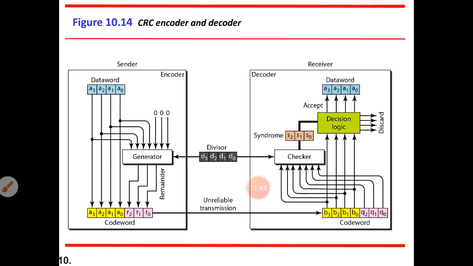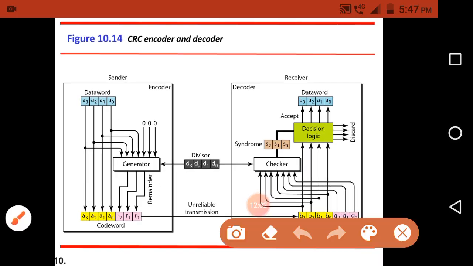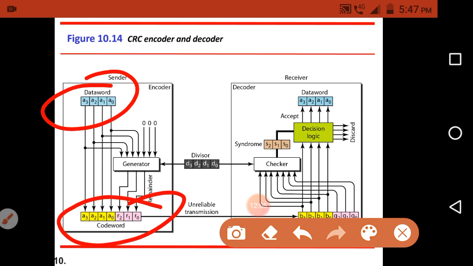So this is the block diagram of the CRC encoder and the decoder. Generally, I will explain what it means. First, at the sender side, the encoder side, we have a 4-bit data word, and a 7-bit code word. 7 minus 4 is 3, so 3 zeros we need to append to the data word here.